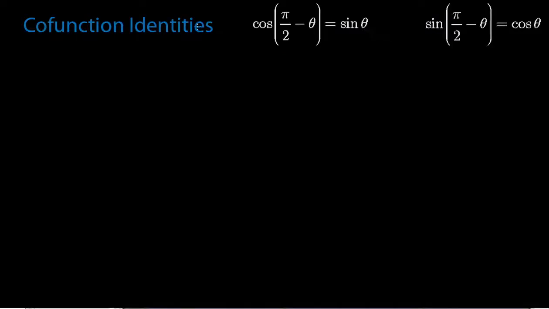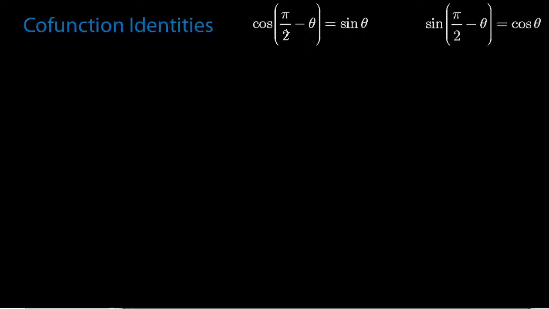The next set of examples involves proving cofunction identities. If I take cosine of pi over 2 minus theta, which involves a flip and a shift by 90 degrees, I wind up with a sine function. These are actually identities that are useful. We'll prove one, and then from this point on we'll just use them without having to derive them over and over again.